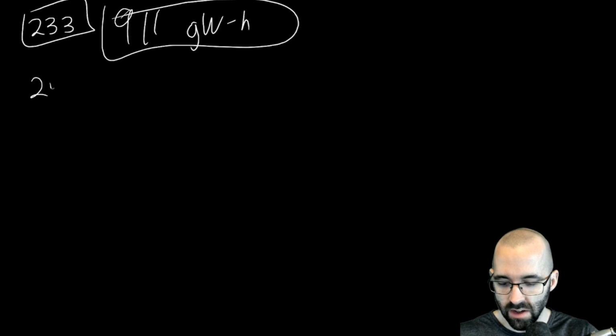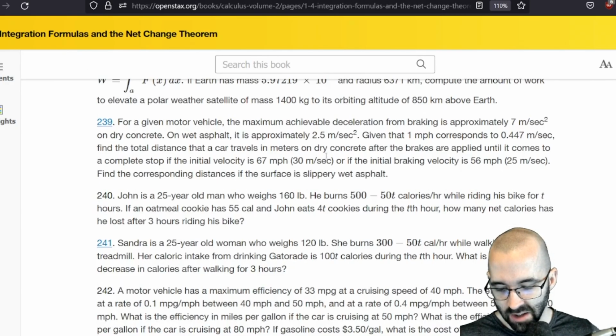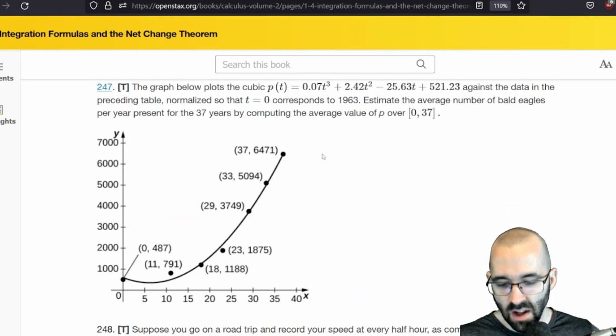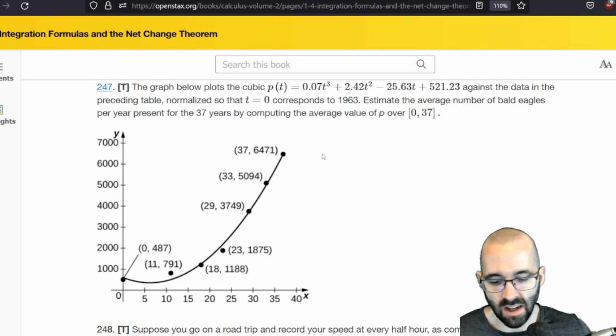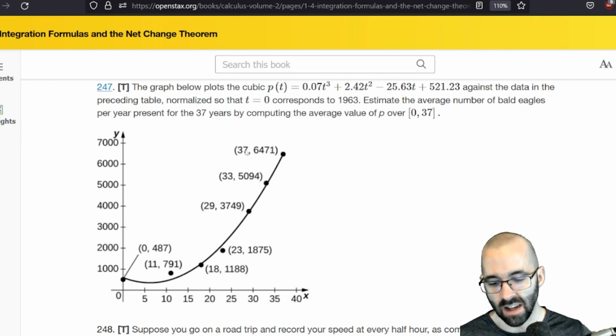All right, 247 to finish off this video. Let's see what kind of problem I chose for you in this one. The graph below plots a cubic function, and it plots it against the data in the preceding table.